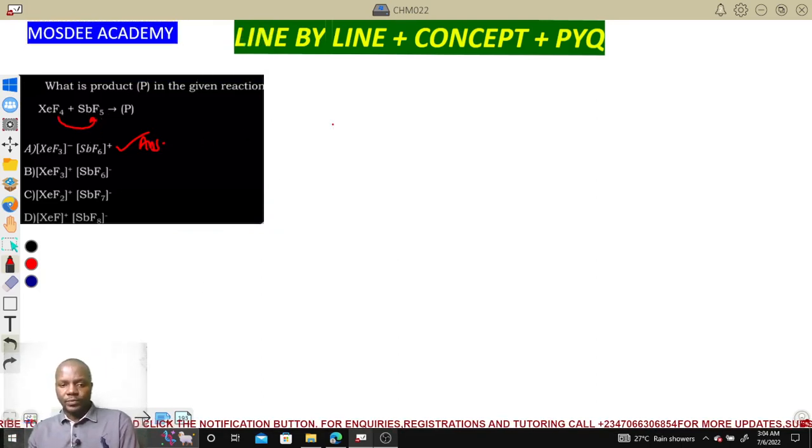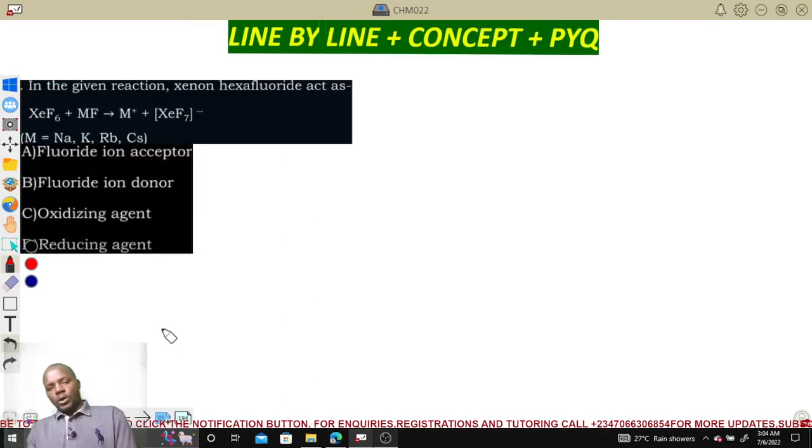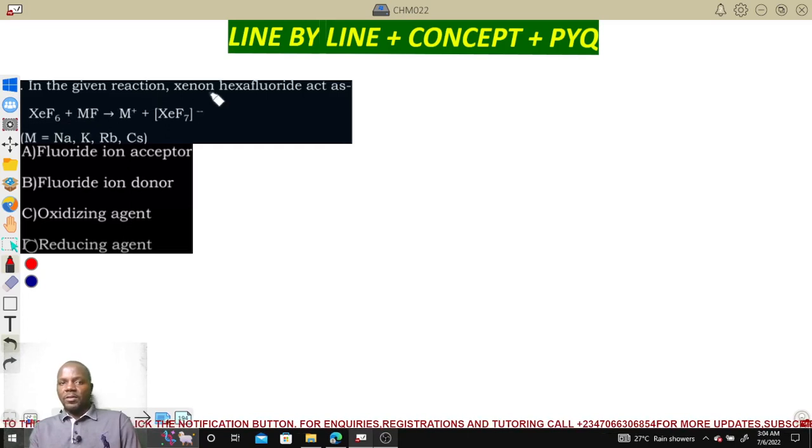The next one, we are almost there. Now, in this reaction, which we just talked about, you can see this guy is going to lose, and this guy is going to gain. That is with MF. So xenon hexafluoride is what? We can just calculate the oxidizing agents.